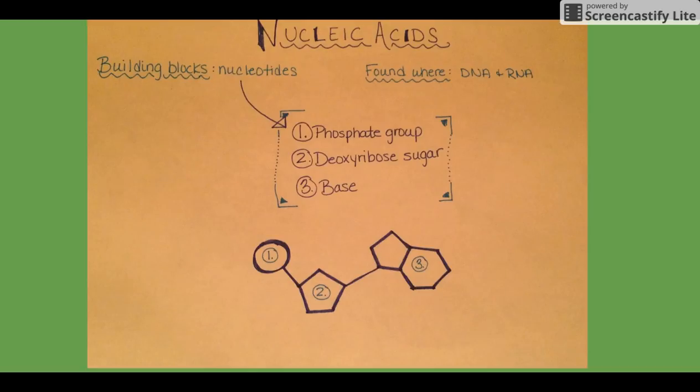First is the phosphate group here. Then we have the deoxyribose sugar, which is specific to DNA. If this was RNA, it would be just ribose sugar. And then finally, we have a base. And if you've learned about this before, you'll probably remember that the base is either adenine, thymine, guanine, or cytosine, the four bases.